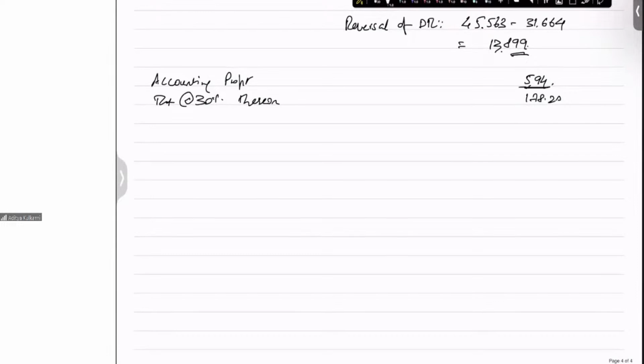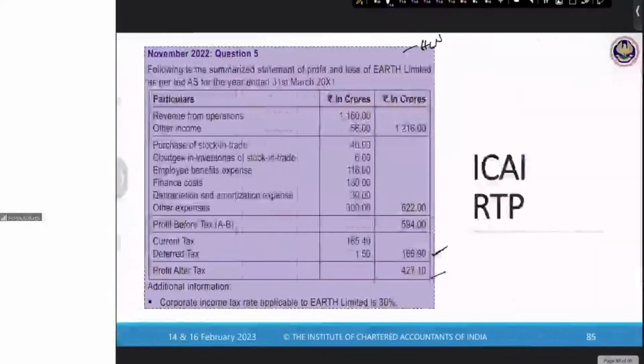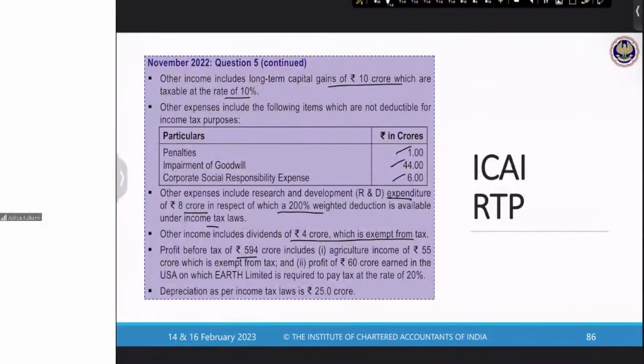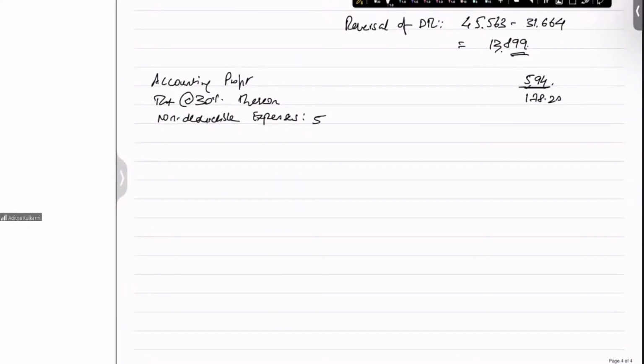So, non-deductible expenses. How much is that? 44 plus 6, 50 plus 1, 51. So obviously 51 crores into 30%. This is going to be 15.3 crores. It is a tax question only. I don't know, the institute also has asked this.